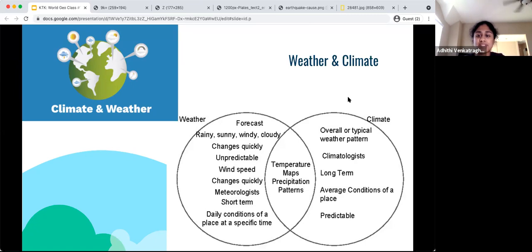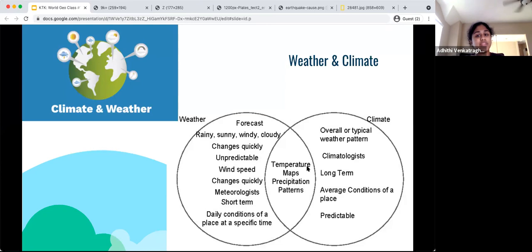Say, climate for a place like Texas. Texas would have a generally hot, humid climate, but my weather today may be really cold and really rainy, or really cold and really dry. So weather does not necessarily reflect the climate, as climate is overall over a long period of time. The people who study climate are called climatologists, and the people who study weather are called meteorologists. Short term versus long term is generally the big difference between weather and climate.